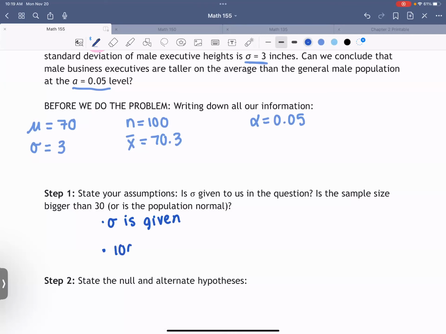Yeah, right. 100 is bigger than 30. So we're good. We don't even have to see if the population's normal. The sample is big enough, so we're good. Okay. Next is writing the null and alternate hypotheses.